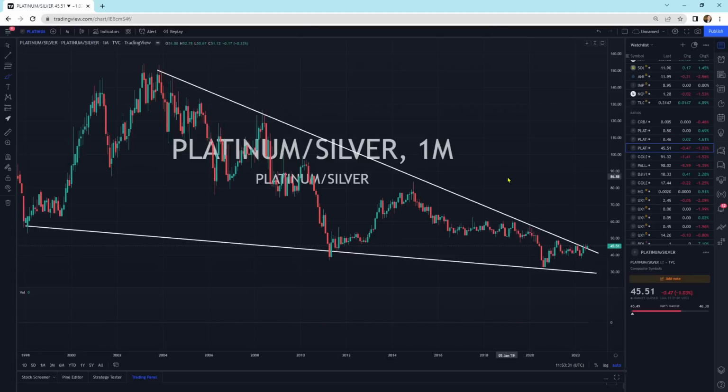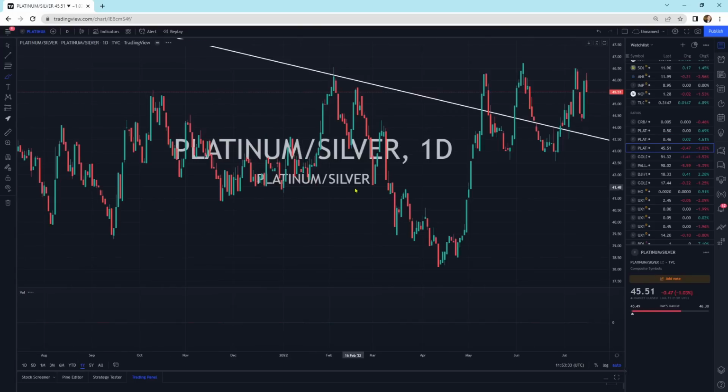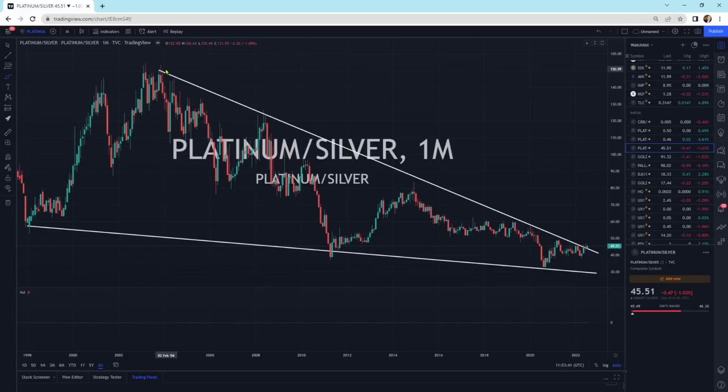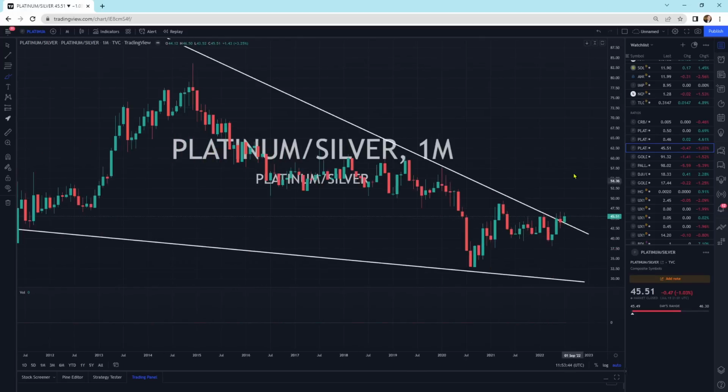We also have platinum to silver. It looks like it's trying to break out. We've broken out of this downtrend line. We're heading higher. We got a little bloody nose going on right now. Big long-term picture, we're right at the trend line trying to break. We got to close up here and get some momentum going. It'll be clear at that point.